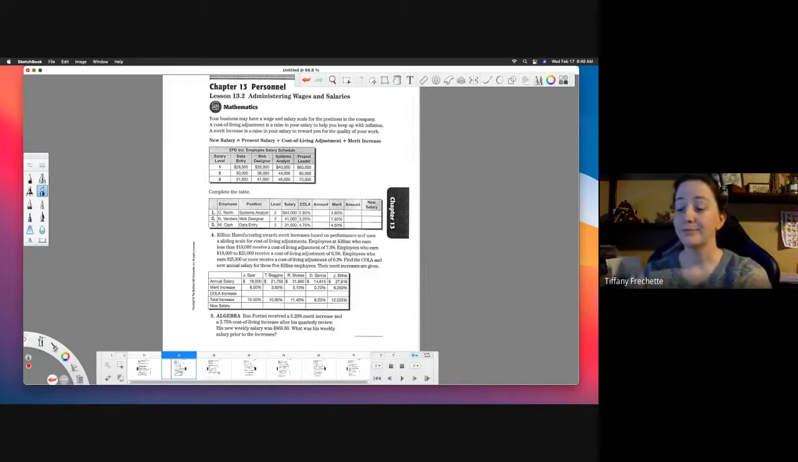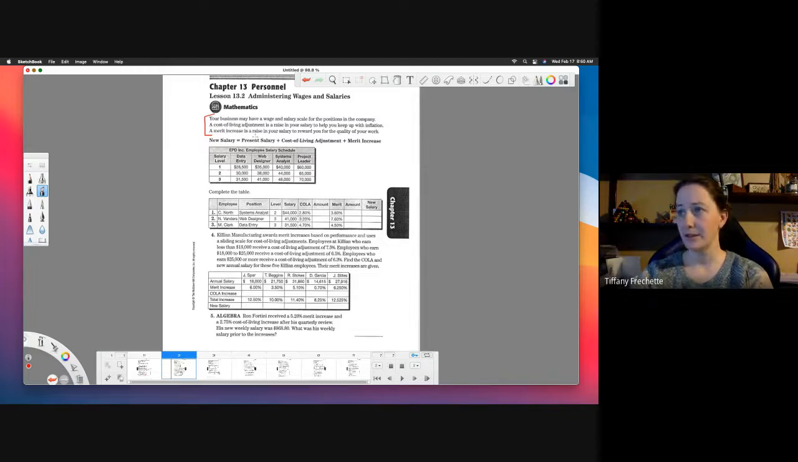All right. So they always give us a little summary here. Your business may have a wage and a salary scale for positions in a company. The cost of living adjustment is also a raise in your salary to help you keep up with inflation, and we call that COLA, cost of living adjustment. So a lot of the time it's just called COLA, and you can actually see that down here in the table. So that's what that means when we get down there.